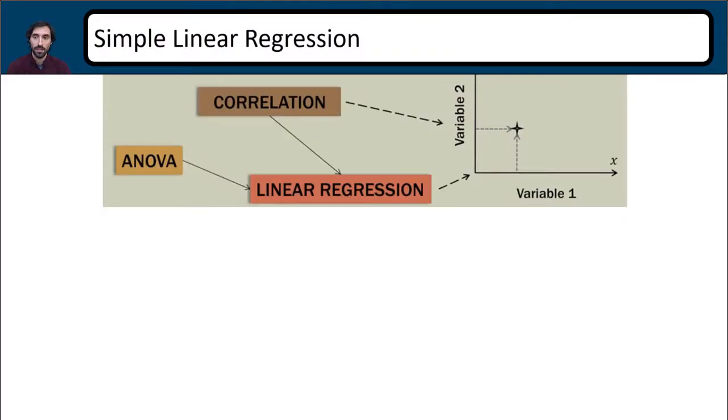Okay, so a simple linear regression, or just regression, is a combination of correlation and Anova. So as prior instructors have stated, as well as it's in my notes, if correlation and Anova were to have a baby, it would be a regression.